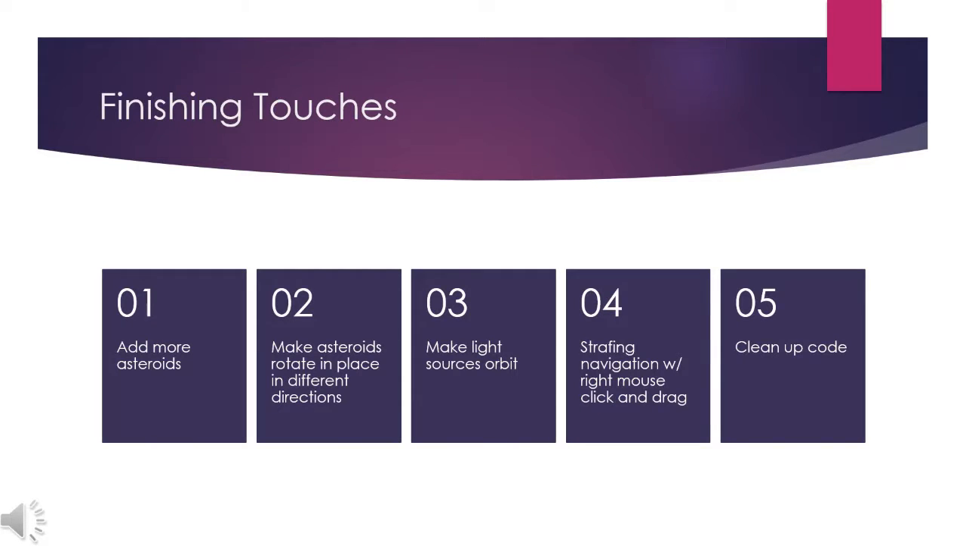Lastly, some finishing touches. I will be adding more asteroids, which should be just simple loading of more OBJs. All these asteroids are going to be rotating in place. However, I'm going to try to make them rotate in different directions. Then, the source of light that I have, I want to try and make it orbit the scene to make it more dynamic. I will also try to add strafing navigation using right mouse click and drag, only because I find it annoying to explore the scene sometimes without it. And lastly, I'm just going to clean up the code.